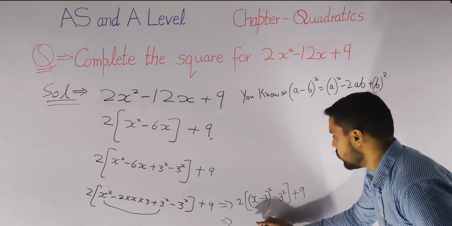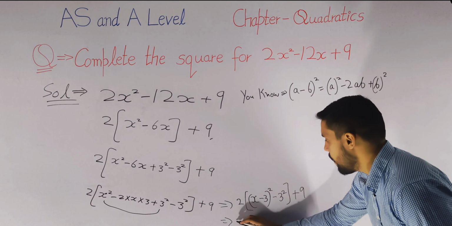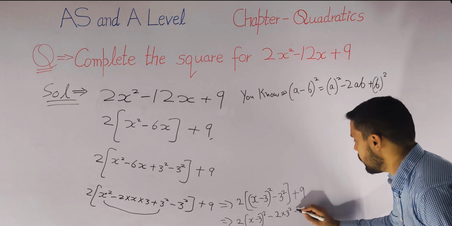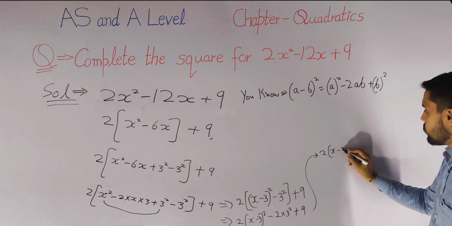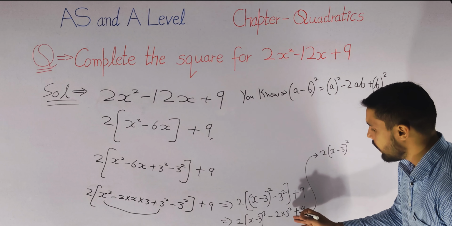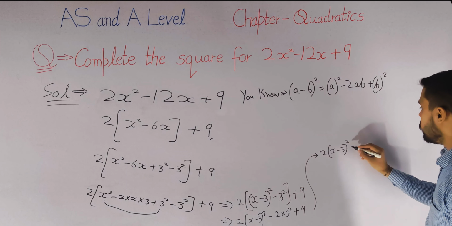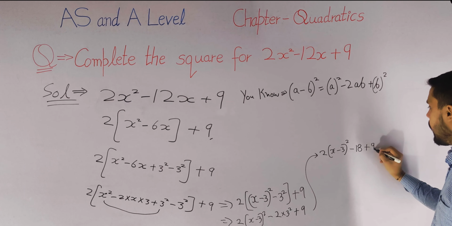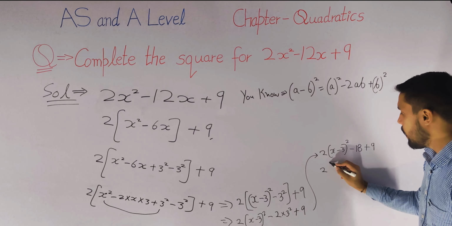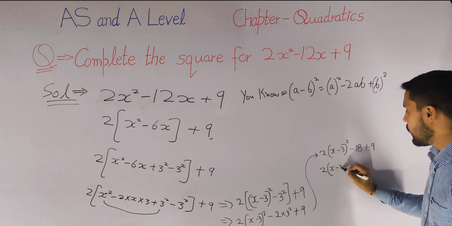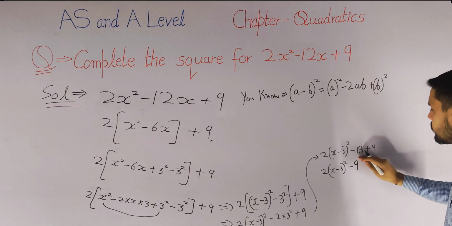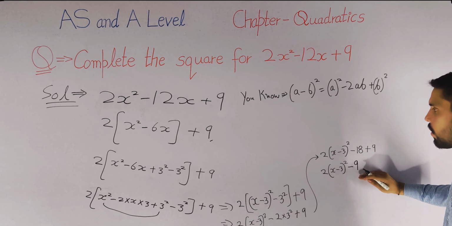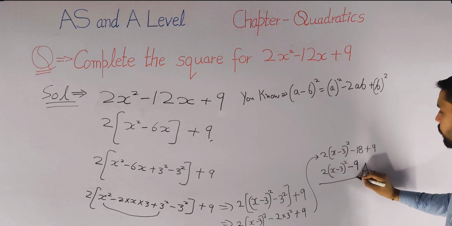Finally you will have 2 into x minus 3 whole square, multiply 2 with negative 3 square, and plus 9 as it is. Here 3 square is 9, and when you multiply 9 with 2 you will get 18, plus 9. The final answer is 2 bracket x minus 3 bracket close whole square minus 9, because minus 18 plus 9 will result in minus 9, and this is the final answer.